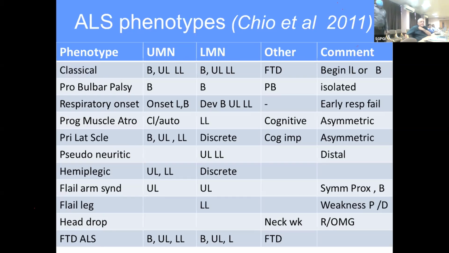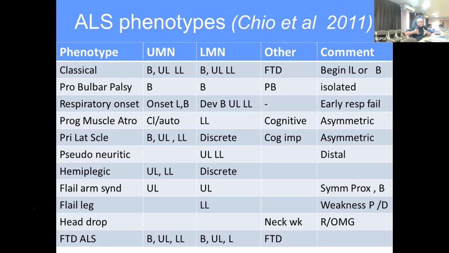Then you have pseudoneuritic. Patient presents like a neuropathy, pure motor neuropathy. Patient with only limb weakness, upper limb and lower limb, looks like a neuropathy. And you do EMG, you find that it is progressive muscle atrophy and it's an anterior horn cell involvement. We may have a hemiplegic variant in which you have discrete one-sided involvement and later on the other side is involved. You may have flail arm syndrome or flail leg syndrome. Patient presenting like brachial neuritis only in the upper limb and walking, and sometimes lower limb involvement. Patient may present with head drop.